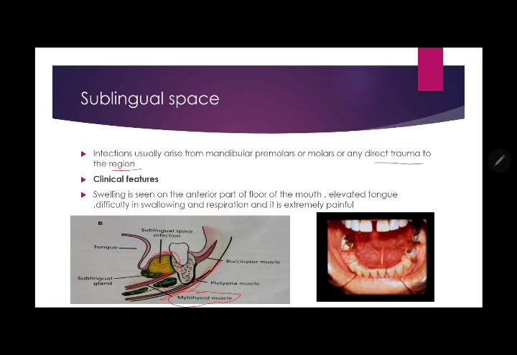Next, coming to the clinical features. The swelling is seen on the anterior part of the floor of the mouth, and often the tongue is elevated. Here we can see the swelling in the anterior part of the floor of the mouth and the tongue elevated, leading to difficulty in swallowing and difficulty in respiration, and this is extremely painful.